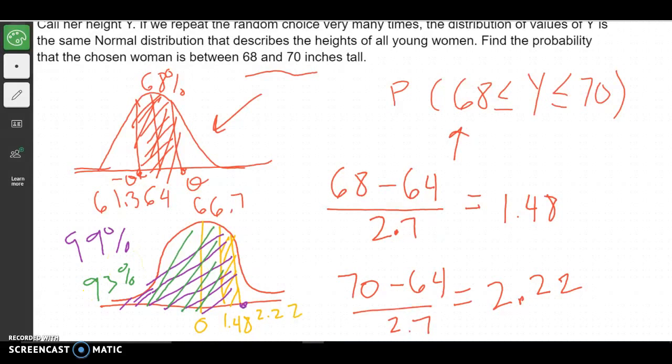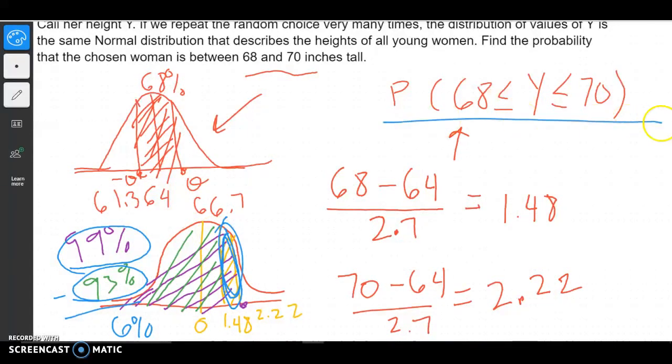And if you want to figure out this part in here, well, if we took this entire amount and subtracted it from this entire amount, it should be this open space here. So 6% of the data would fall in between that space. So this would be 6%.